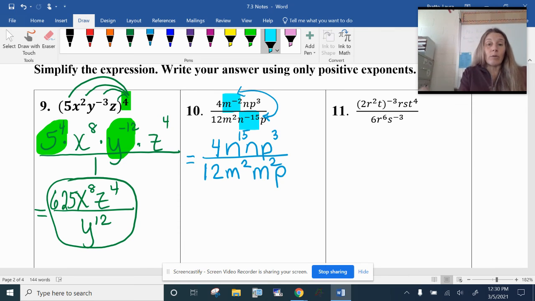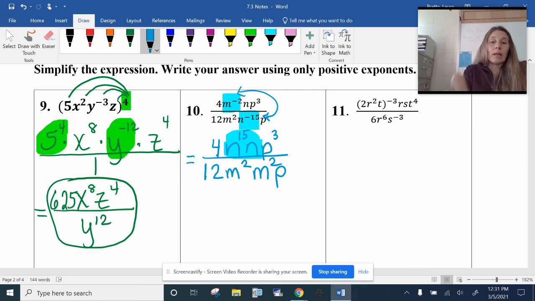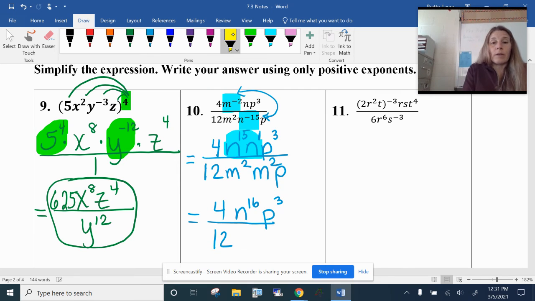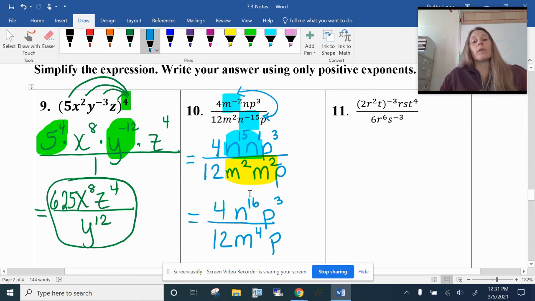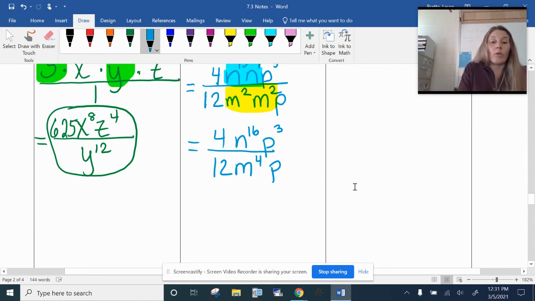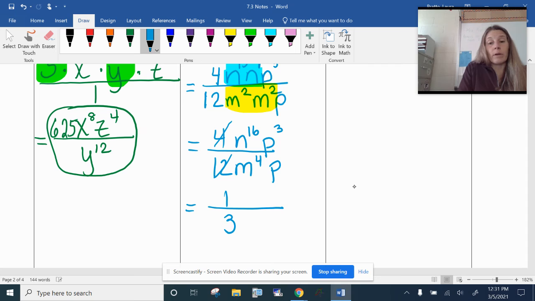Once I do that, I can now combine my like variables. So I have n to the 15, and that's really an n to the first, right? So that's going to give me n to the 16th. And then on the bottom, we have these two m's here. So that would give me m to the 4th. And now I want to do any dividing I can do. So the 4 over 12 simplifies to a 1 and a 3. N to the 16th and the m to the 4th. There's nothing else I could do there.